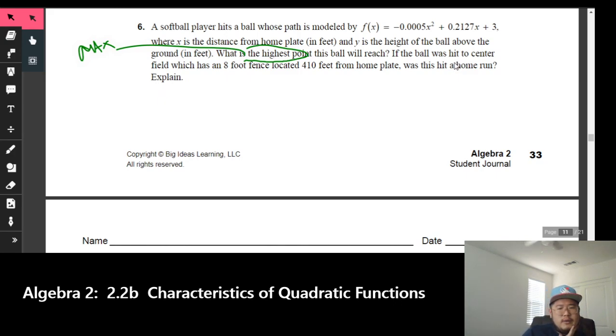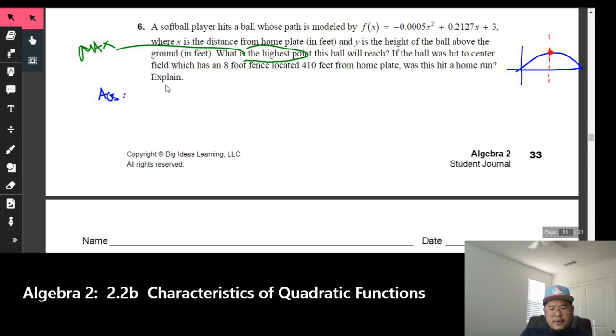What I care about first off is, what's the highest point? We've got to figure out, where is the vertex? The easiest way for us to do that is to find the axis of symmetry. If you look at my diagram, the highest point will be right here at the maximum, which happens to be at the vertex, which is also where the axis of symmetry occurs.